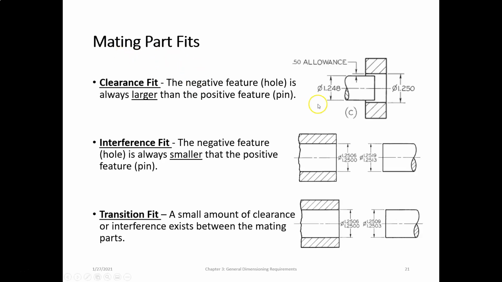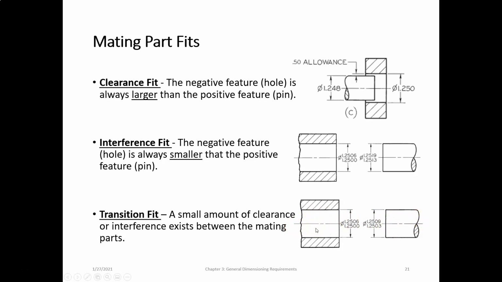A clearance fit is when the hole is larger than the shaft, right? So we have clearance. An interference fit is where the hole is smaller than the shaft, right? So we can't just put the shaft inside this hole. We have to force it in. And finally, a transition fit is a little bit of both. Basically, a transition fit can be thought of as a snug fit. You're going to get the shaft into the hole.